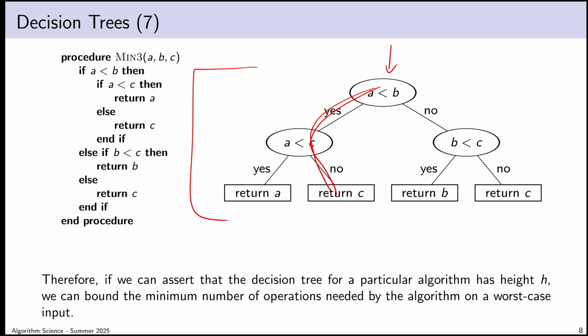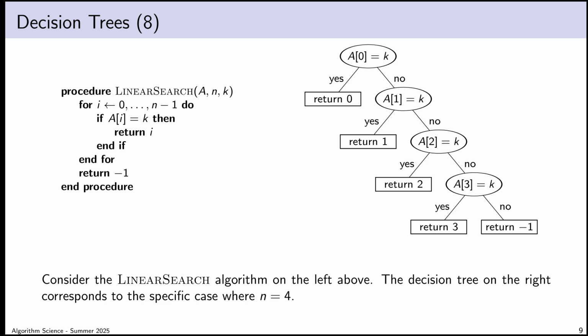So if I can assert that the decision tree for a particular algorithm has height h, then we can bound the minimum number of operations needed by the algorithm on a worst case input. And again, the idea there is that if I have to walk through 2 internal nodes to get to a leaf, performing the comparison for each internal node requires at least one operation, right? Which means it does take at least that number, big theta of h, operations to perform the decision process.